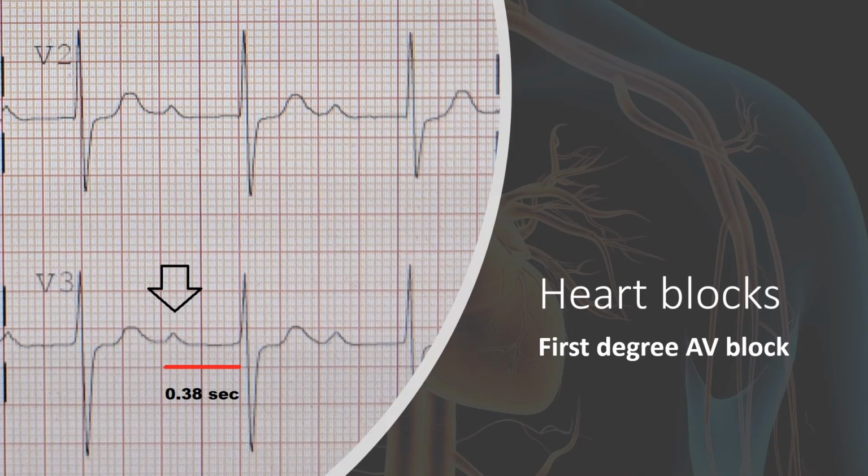Let us start with first degree AV block, which is defined as prolonged PR interval that is more than 0.2 seconds, which equates to more than 5 small squares on the ECG. It is not a true block but a delayed or slowed AV conduction. It does not require any further investigation or treatment.